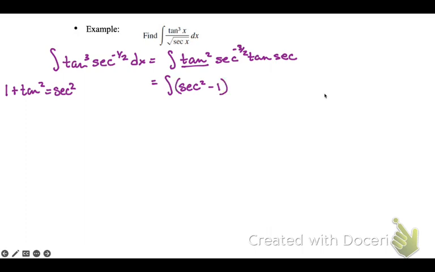Can I just write ditto marks for everything else? You could. Because we're going to do what with it? We're going to distribute it through, aren't we? Uh-huh. Okay.